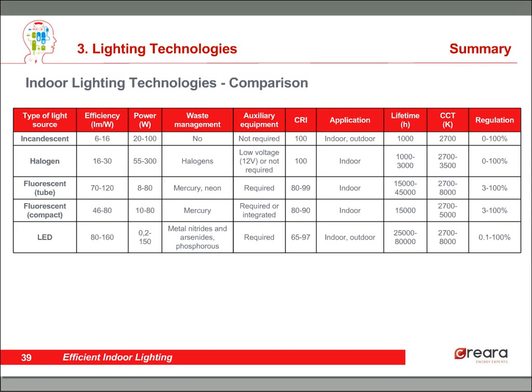We said the main advantages of LEDs were efficiency. We can see that the LED efficiency is the highest. And also the lifetime. We can see that the lifetime of LEDs is up to 80,000 hours. But if we compare CRI, the quality, we said that incandescent and halogens are the most interesting lamps. Okay, so we choose the lamp depending on our requirements, on our quality and quantity needed.